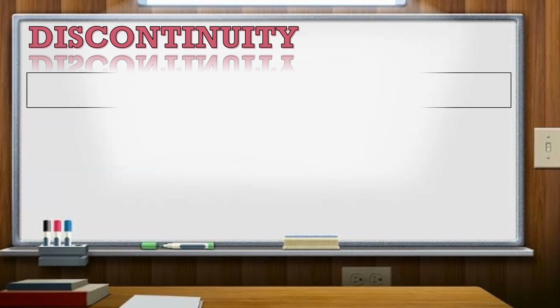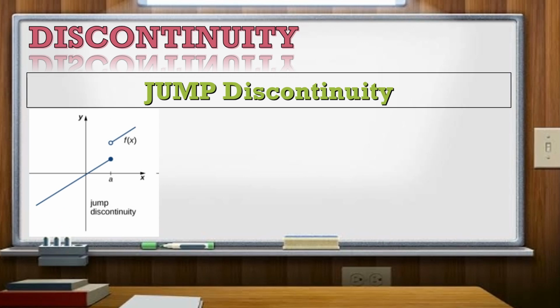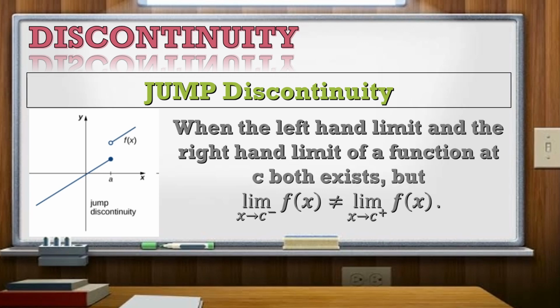Jump discontinuity. We can only say that a discontinuity is a jump discontinuity if the left-hand limit and the right-hand limit of your function at c both exist. There is a limit on the left-hand and right-hand, but they are not the same or not equal. The limit from the left-hand and the limit from the right-hand are different. Okay, that is your jump discontinuity. When we state both exist, it means both are real valued and neither takes on the values of positive or negative infinity.